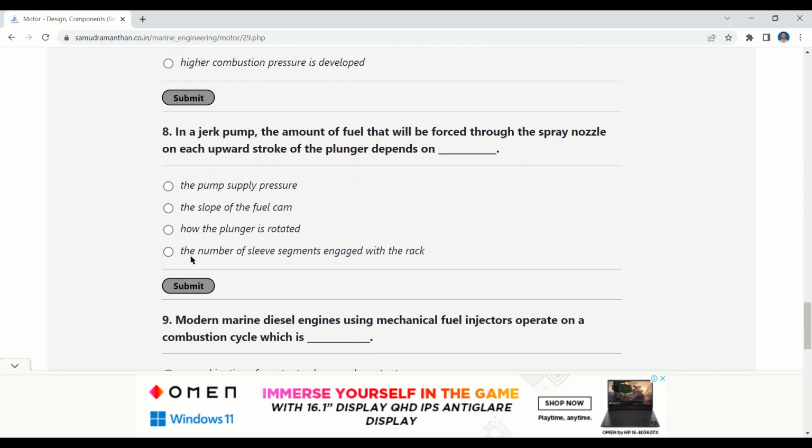Our next question is: in a jerk pump, the amount of fuel that will be forced through the spray nozzle on each upward stroke of the plunger depends on? The options are the pump supply pressure, the slope of the fuel cam, how the plunger is rotated, the number of slip segments engaged with the rack. The correct option should be how the plunger is rotated.